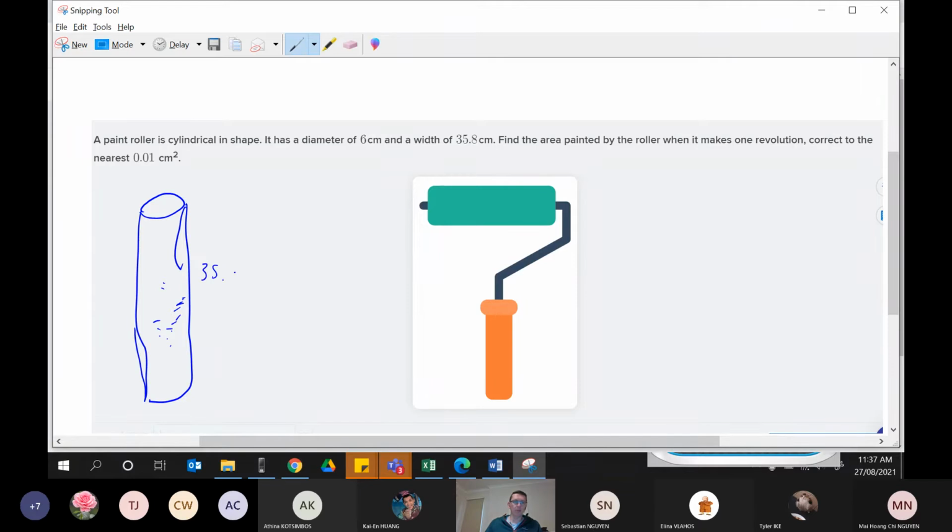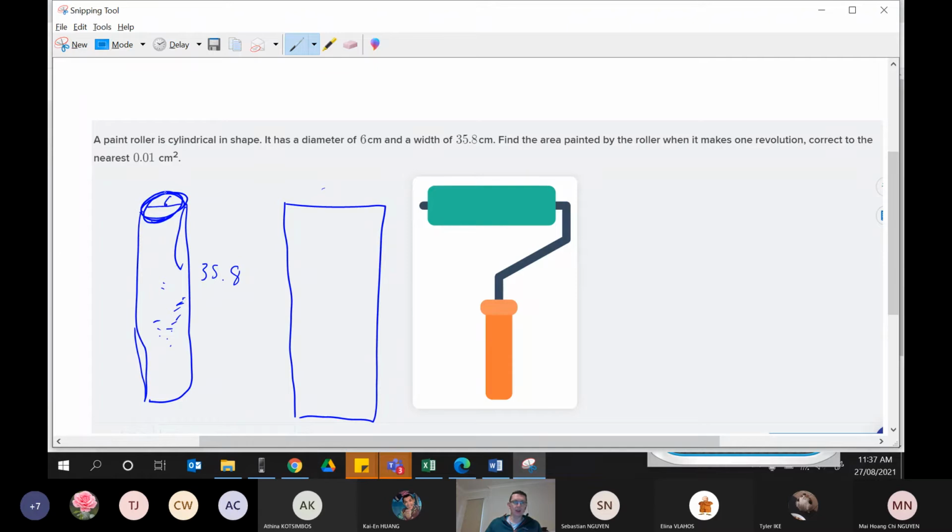Well, we know that this is 35.8 and the length, and we need to find the perimeter, the circumference of this circle, because if you slice that down, it would actually make a rectangle. That's why I say to you guys that you need to understand how to find the surface area of each of these and break it down, which we've done in class before. So I know that the diameter is 6. If the diameter is 6, that means the radius is 3.